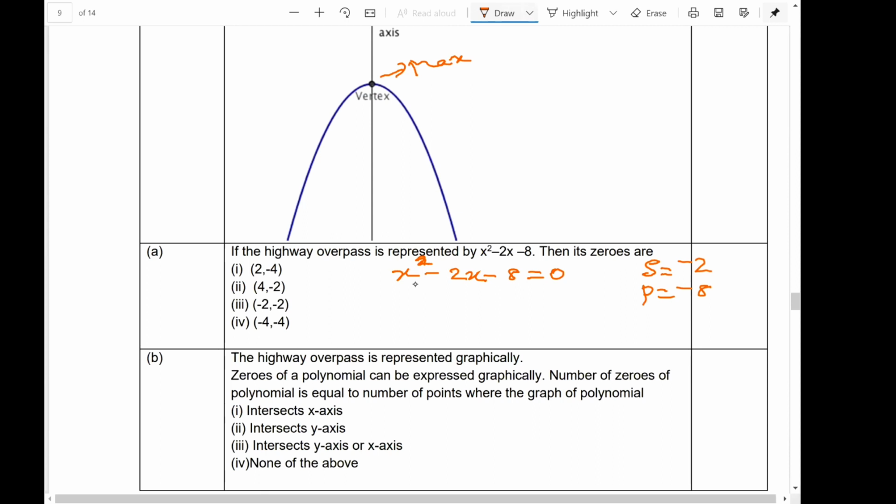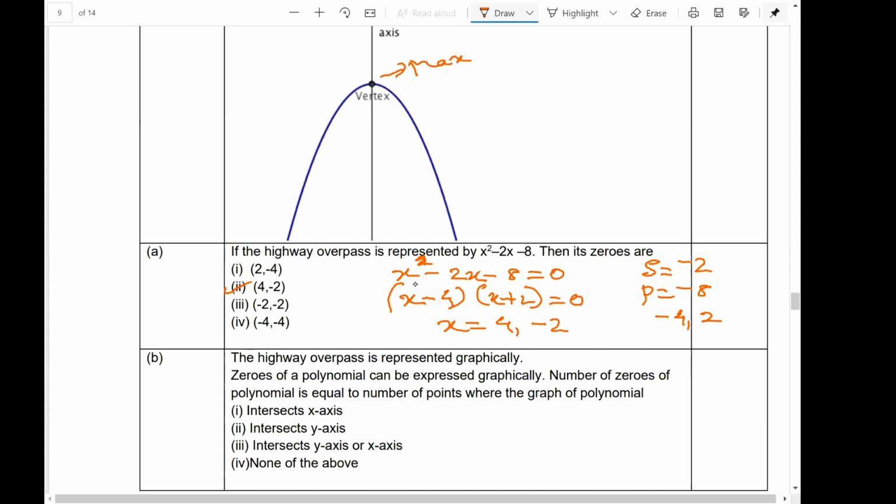So you can see the two numbers minus 4 and 2, that is x minus 4 into x plus 2 is equal to 0. When you factorize this, x is equal to 4 comma minus 2. So option 2 is the right answer.